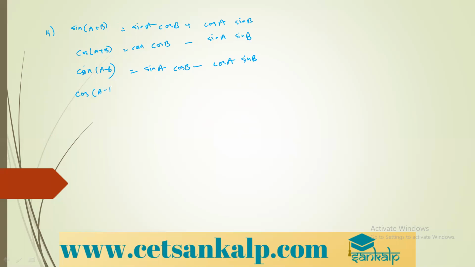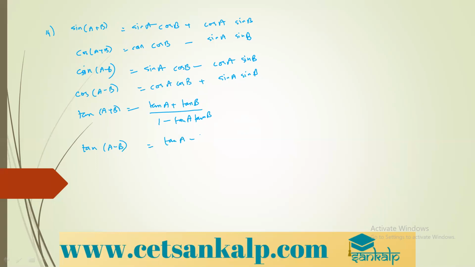Cos A minus B formula is cos A cos B plus sin A sin B. Tan A plus B formula: tan A plus tan B by 1 minus tan A tan B. Tan A minus B formula: tan A minus tan B by 1 plus tan A tan B.